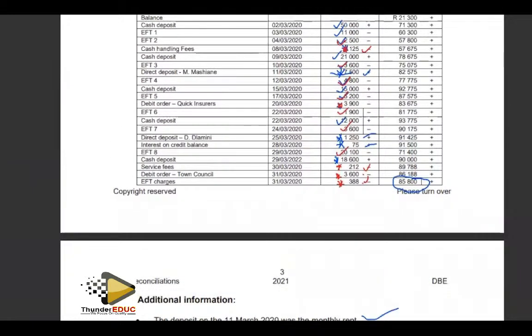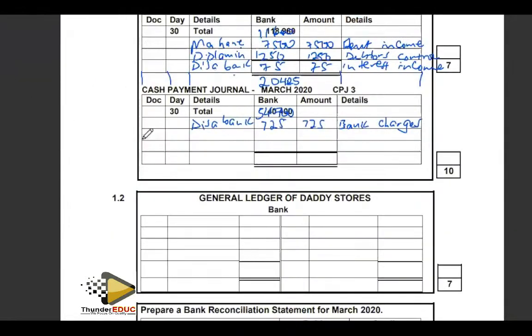Remember debit order, this is where the 3,900, this one, okay? 3,900. A debit order is where you order the bank to deduct your money in advance, okay? So every month on the 20th, they deduct 3,900 from this business's account, and it's paid to Quick Insurers, okay? So we are going to record this because we never recorded it in our books. So we are going to come here and we say Quick Insurance.